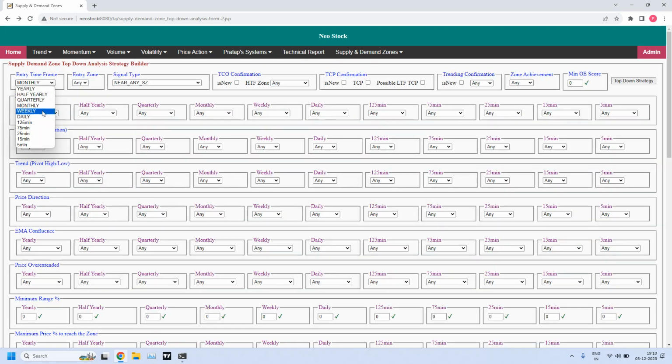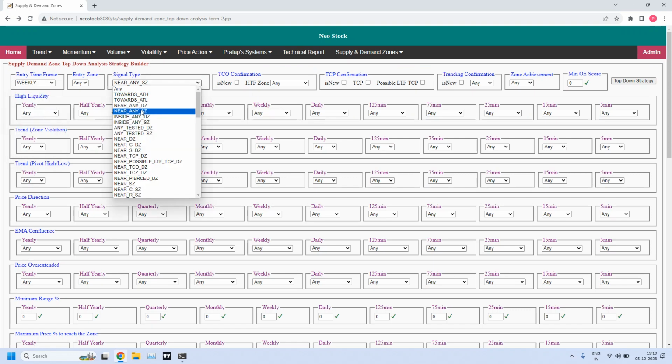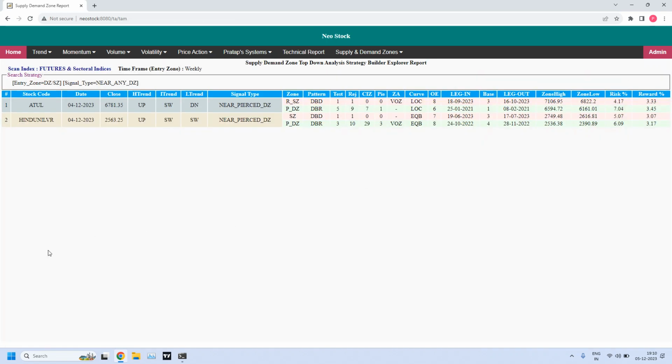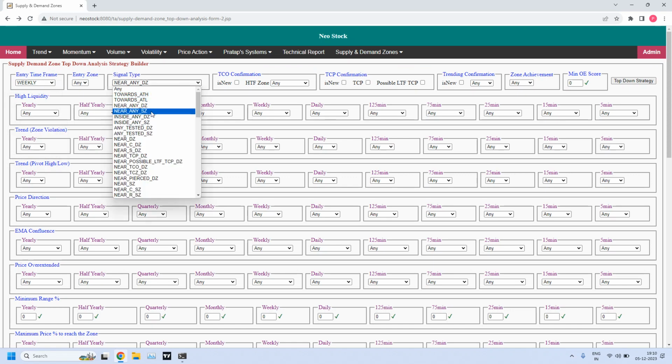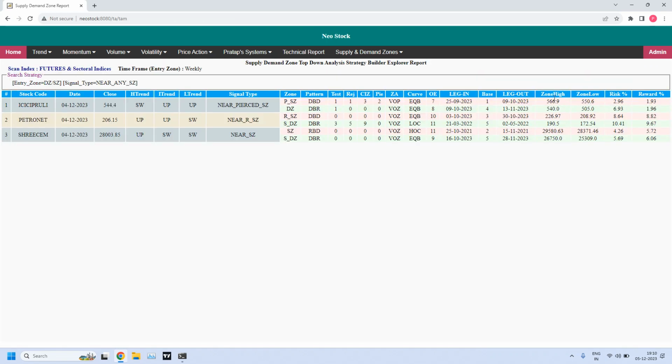Entry time frame is weekly. Let us find the stocks near to the weekly demand zone. Two stocks are near to the weekly demand zone. Let's go back. Entry time frame is weekly. Let us find the stocks which are near to the weekly supply zone. Three stocks are near to the weekly supply zone.